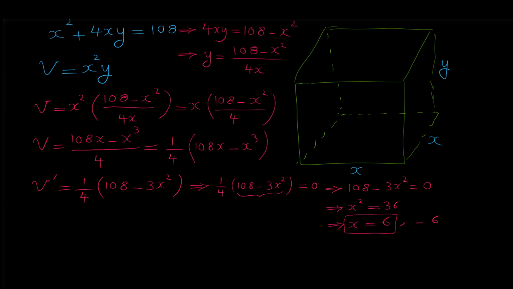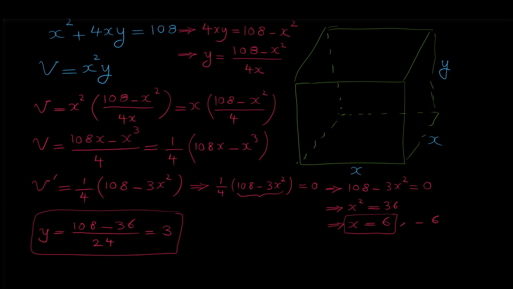Now if we use this value of x and plug it into this relation, we can find the value of y. y equals (108 minus x squared) over 4x. x is 6, 6 squared is 36, all over 4 times 6, which is 24. 108 minus 36 is 72. 72 over 24 is 3. And this shows the height of the box.